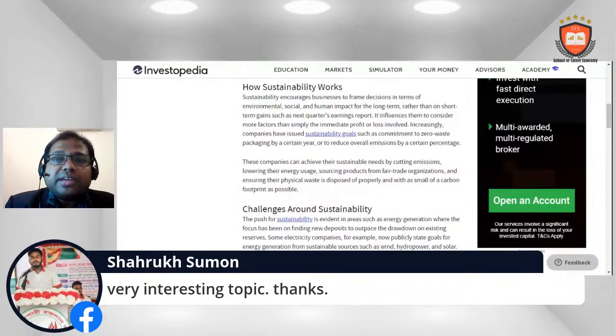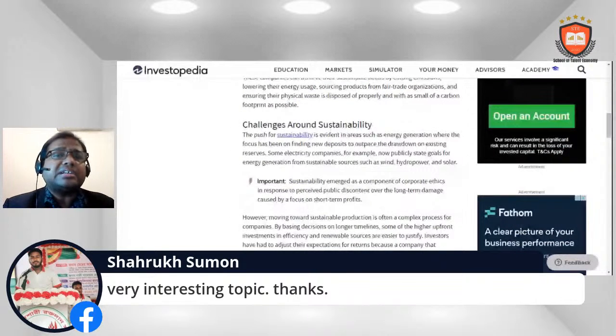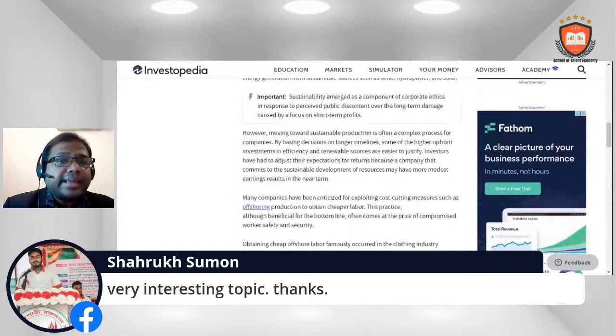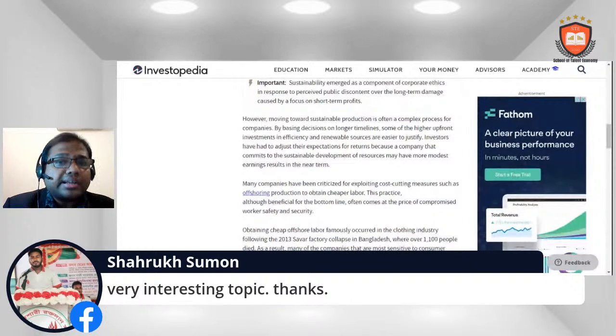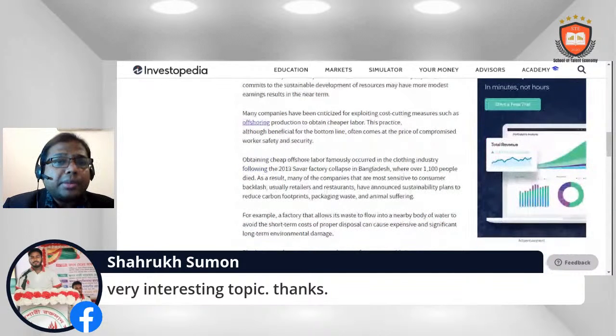So I request everyone, sustainability is a very important thing. Let's say sustainability is evident in areas such as energy generation, where the focus has been finding new deposits to outpace the drawing down of existing reserves. Many companies have been criticized for exploring cost cutting measures such as offshore production to obtain cheaper labor. Obtaining cheap offshore labor famously occurs in the clothing industry.